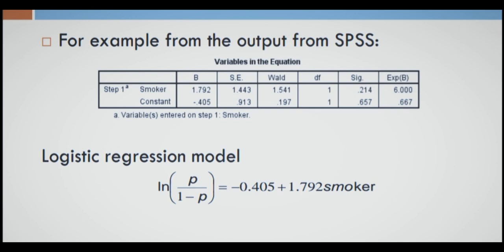We can write it like this: ln(P over 1 minus P) equals beta naught, which is negative 0.405, plus 1.792 smoker, which is our X. So this is our logistic regression model. Later we can check whether this model that we create here can be used or not.